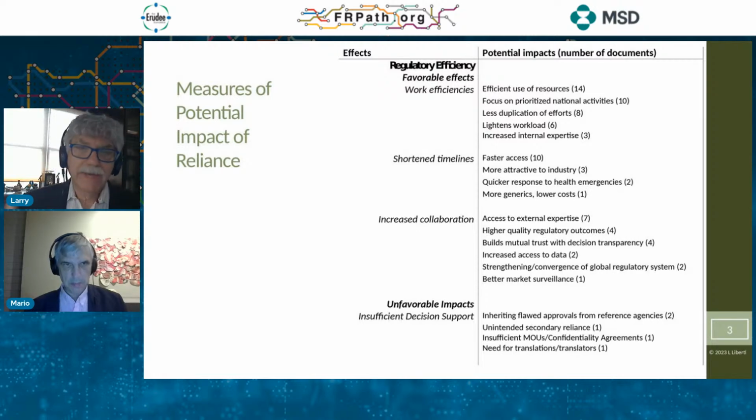So what we're trying to do is balance all of these benefits with potential unfavorable effects to say, when I'm thinking about implementing a reliance pathway, what are those benefits and what are those downsides? The beauty of this system is that it can be used by both a regulator and by industry to consider how they can best use a reliance pathway.